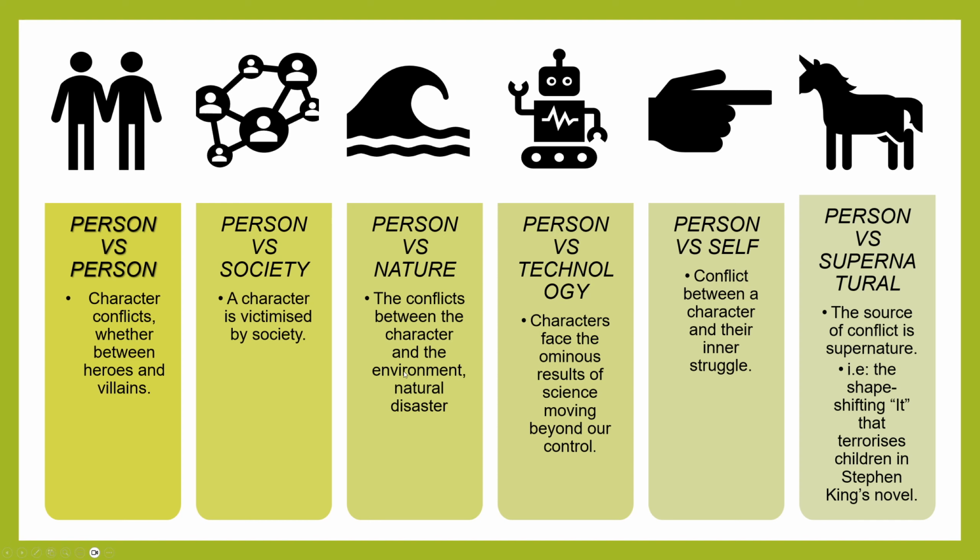Person versus nature: the character versus the environment, natural disaster. For example, the movie Quake. They talk about the earthquake, the biggest earthquake in the world, and what happens. Or maybe a movie about a tsunami. They talk about what happens during the tsunami, how people try to survive, those kinds of things.